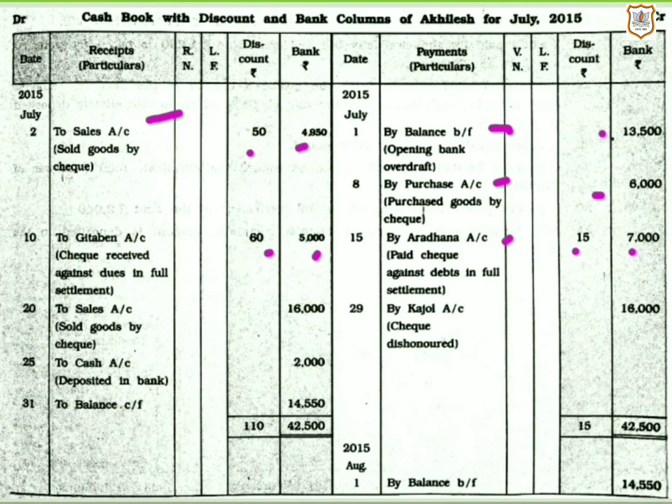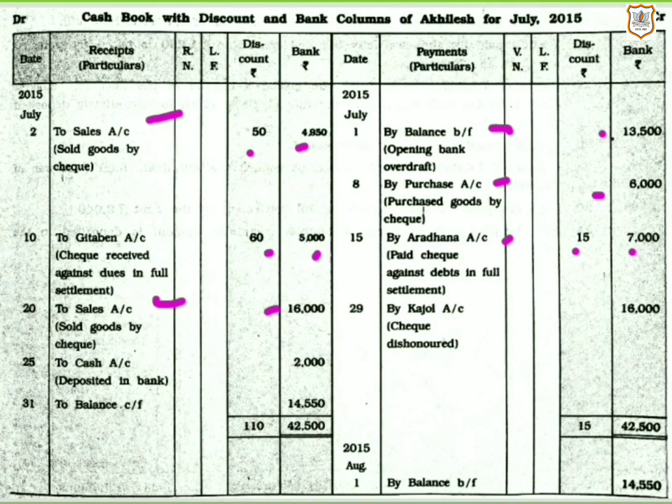Now next transaction, date 20. Goods of rupees 16,000 sold to Kajal, for which she issued a check of the necessary amount which is deposited in the bank. So here this time we are receiving check from Kajal. So here bank is the receiver of check. So we will record it on debit side of cash book in bank column, rupees 16,000. And reason for receiving it, we have sold goods. So we will write it to sales account.